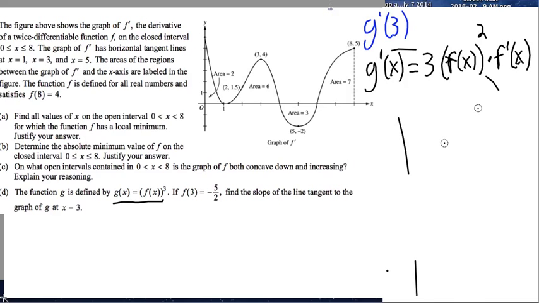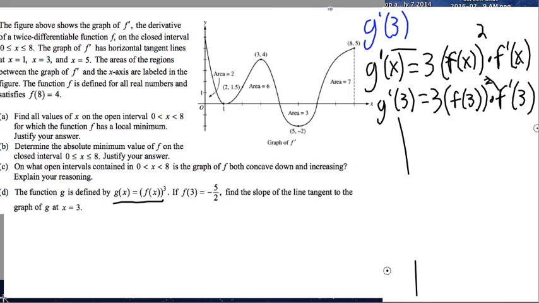Now we need to find g prime of 3, and this is where we're going to do it for real. Sorry about the pen being haunted. It has a mind of its own. So g prime of 3 is going to be 3 times f of 3 squared times f prime of 3. Well, let's take a look. They gave us f of 3, so we know it's negative 5 over 2, squared. And f prime of 3 is something we can look up in the picture.